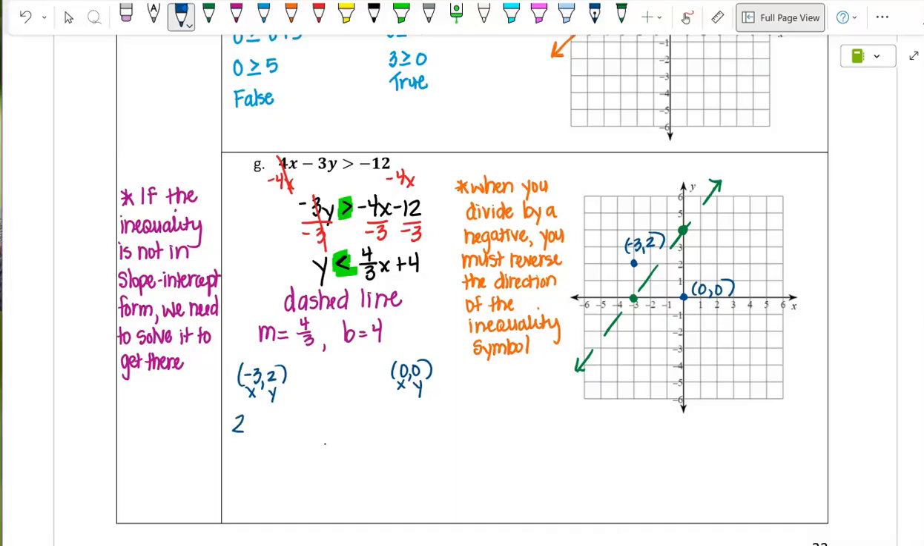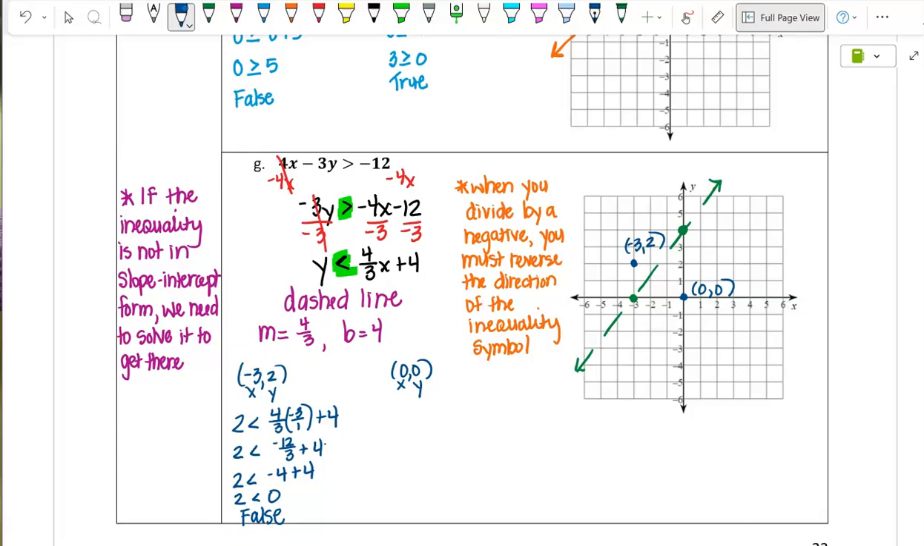So this one, 2 is less than 4/3 times -3/1 plus 4. So 2 is less than -12/3 plus 4. 2 is less than -4 plus 4. 2 is less than 0. And we know that to be false. 2 is not less than 0.